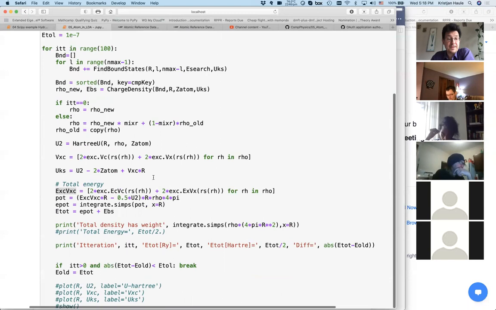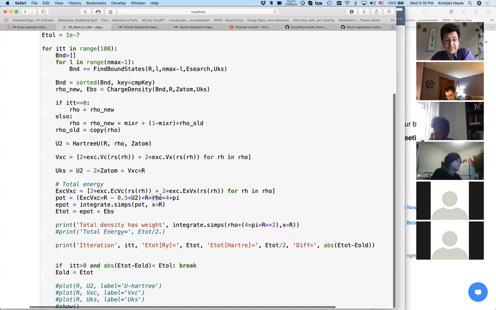And then what do we need to add to this? Well, this EXC VXC needs to be multiplied with the volume element. What is the volume times density, of course. So density is rho, and then the volume is 4 pi r square, and then dr, of course, because we are going to integrate over r. So you see here we have 4 pi r, one r, and then another r, which is 4 pi r square, and times rho. Okay. So this is for the exchange correlation part.